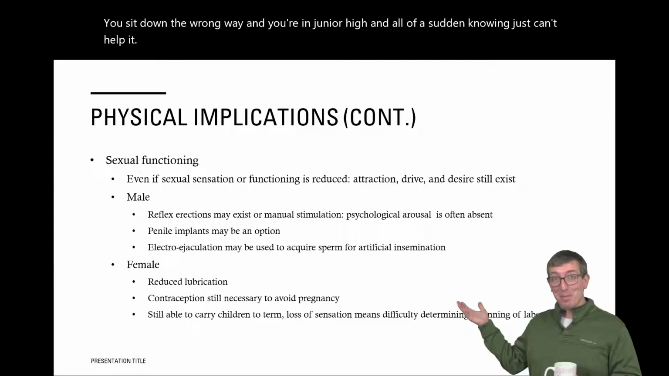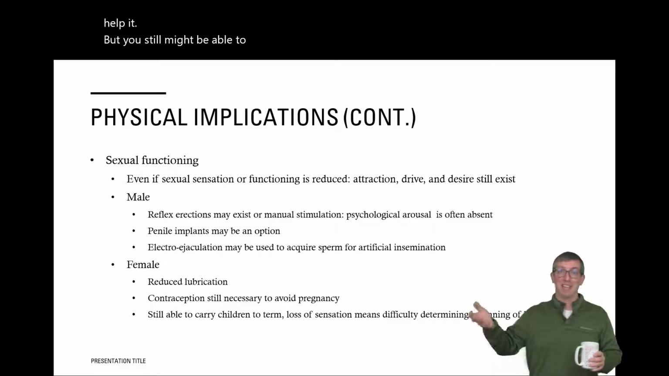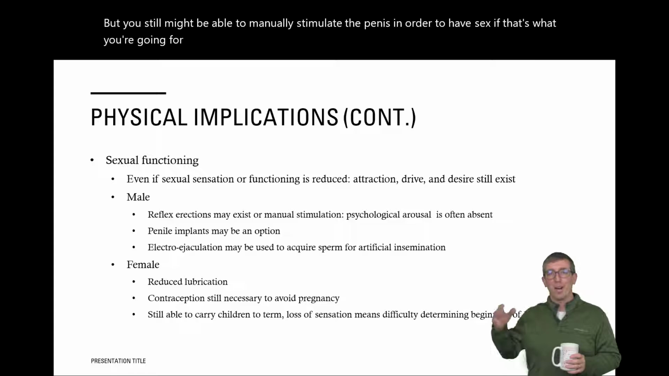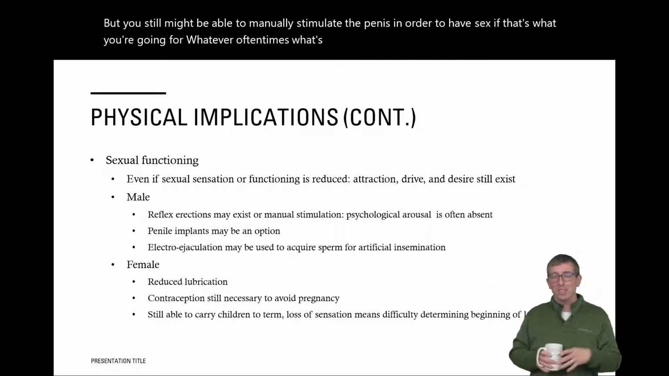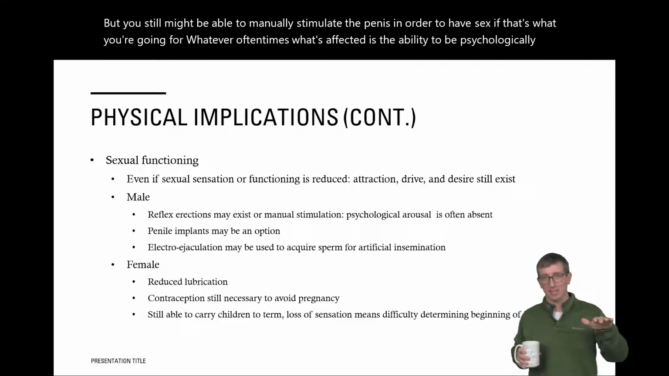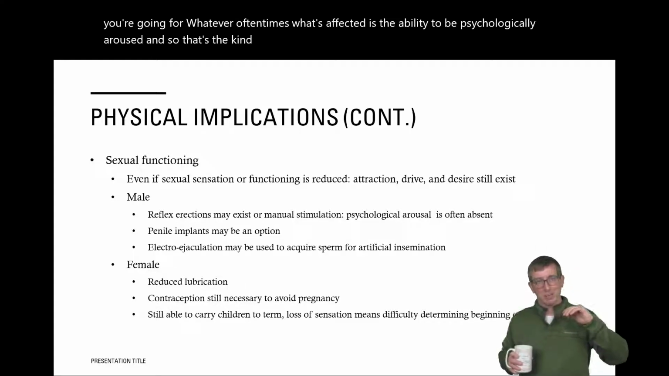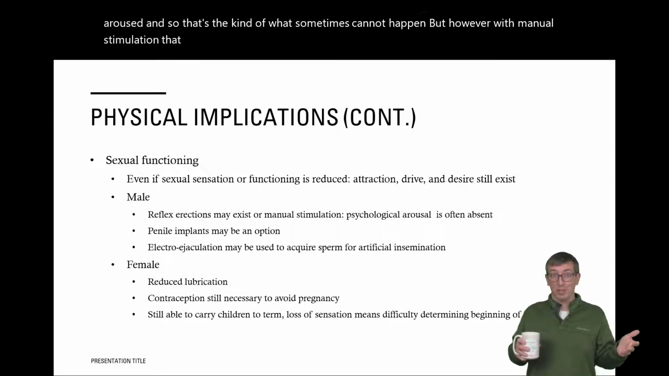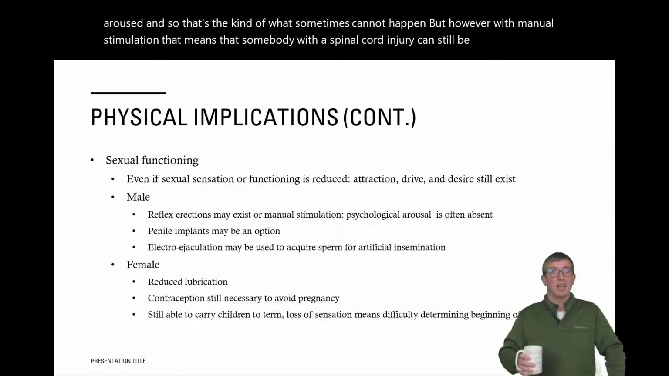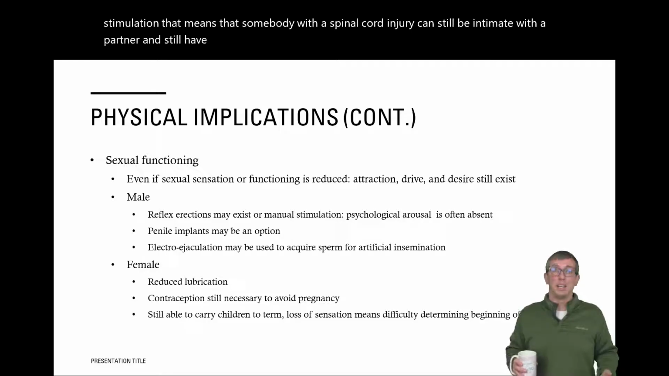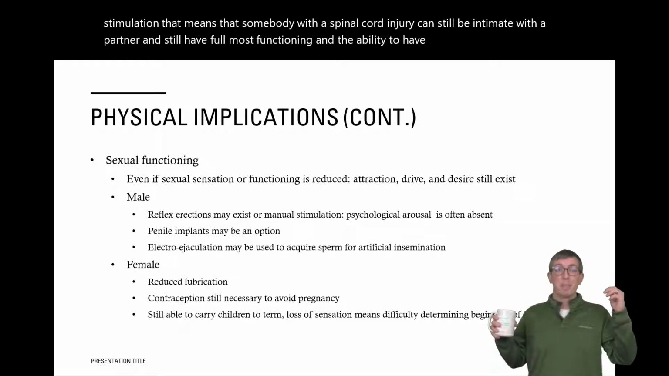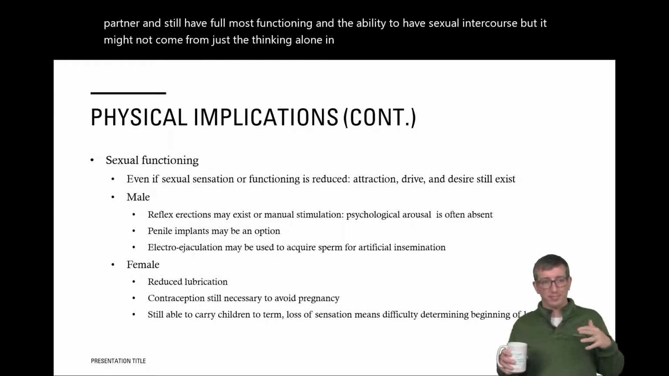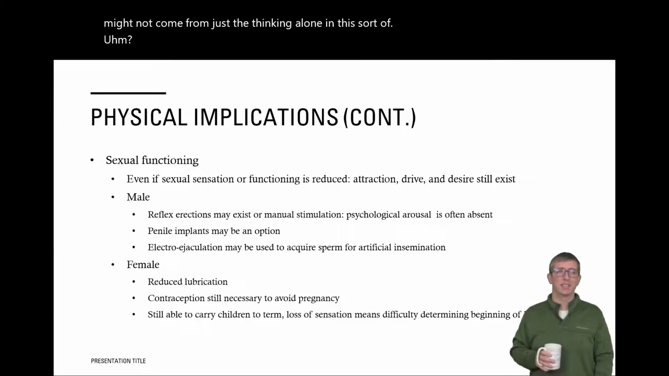But you still might be able to manually stimulate the penis in order to have sex, if that's what you're going for. Oftentimes what's affected is the ability to be psychologically aroused, and that's what sometimes cannot happen. However, with manual stimulation, somebody with a spinal cord injury can still be intimate with a partner and still have most functioning and the ability to have sexual intercourse. But it might not come from just the thinking alone.